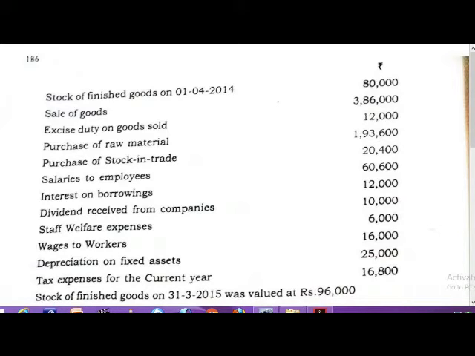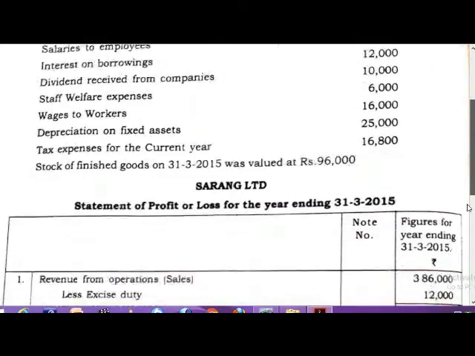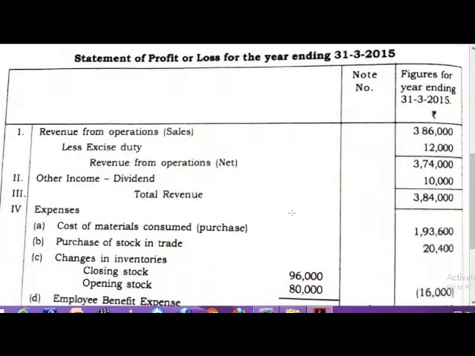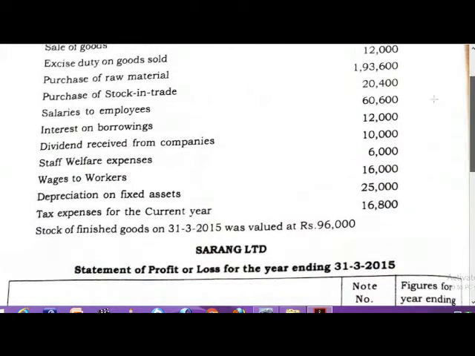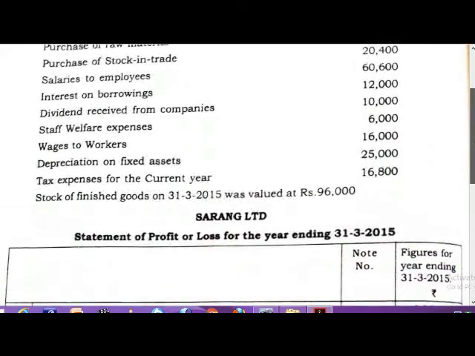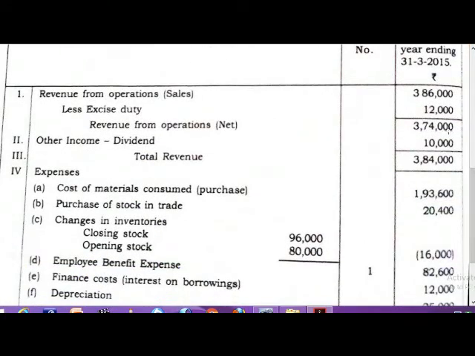Then first we record revenue from operations. Here revenue from operations, which means sale of goods, 3,86,000. From the sale of goods, we must reduce the excise duty, because the excise duty on goods sold must be deducted from sales. Then we get the net amount of revenue from operations, that is 3,74,000. The excise duty is 12,000. So sales minus excise duty, we get revenue from operations. The net revenue from operations is 3,74,000.